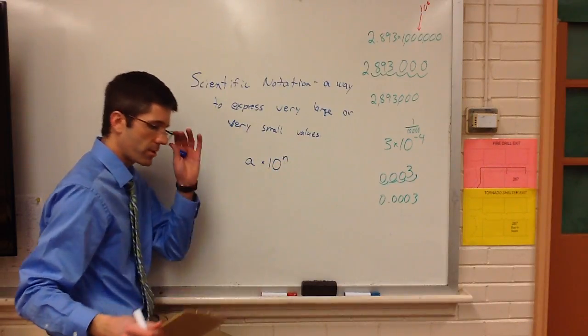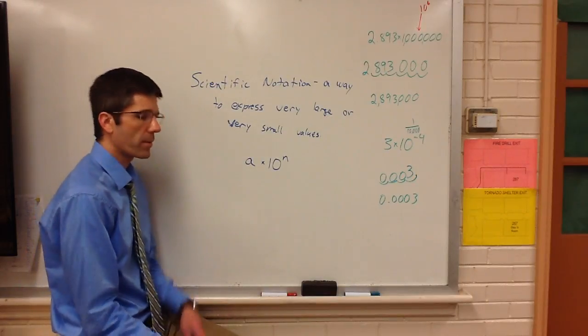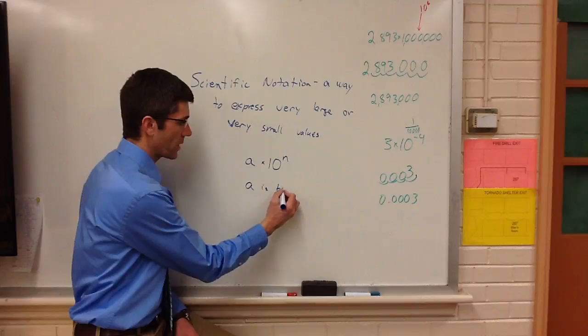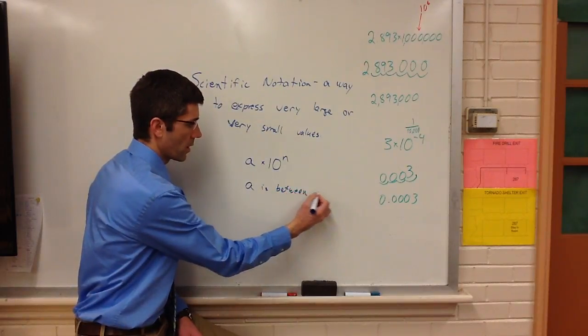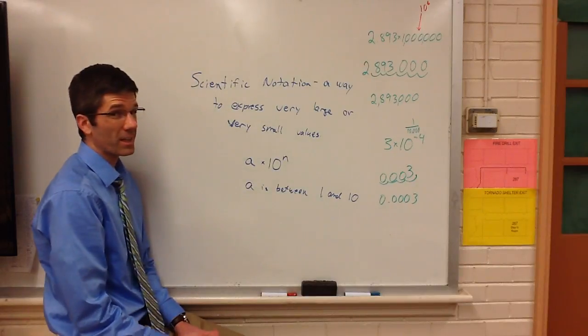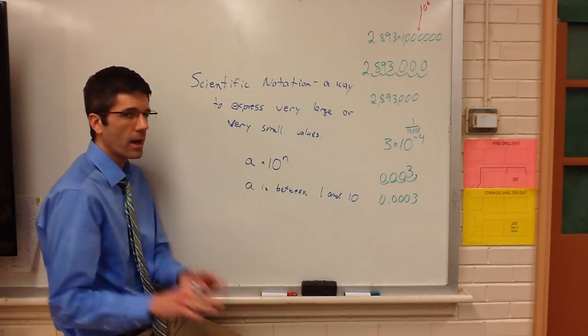Now, don't panic when you see a bunch of letters in with your math. You've seen variables before, you know what this means. But I'm going to clarify what all this is. A is between 1 and 10. And if I want to get more specific, I could say that A could be 1 but not 10.